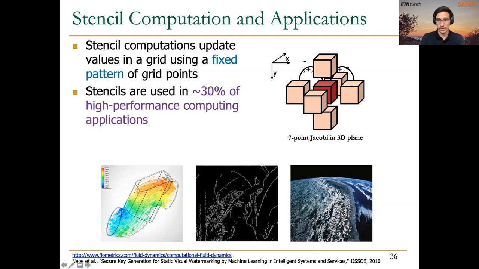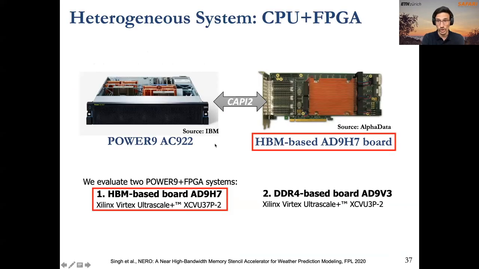And actually, with climate modeling, we worked in one of our past works where we used a heterogeneous system as well, but not with a GPU, but with an FPGA. Here you have a picture of it, of the CPU, in this case, an IBM Power9 CPU connected through CAPI2, that is a coherent memory bus, to an FPGA, either with HBM memory or with DDR4 memory. We used two different FPGAs in this work. CAPI2 is a coherent bus that allows the CPU and the FPGA to easily exchange data in a coherent manner. We are going to talk about coherent interfaces later in this course as well.